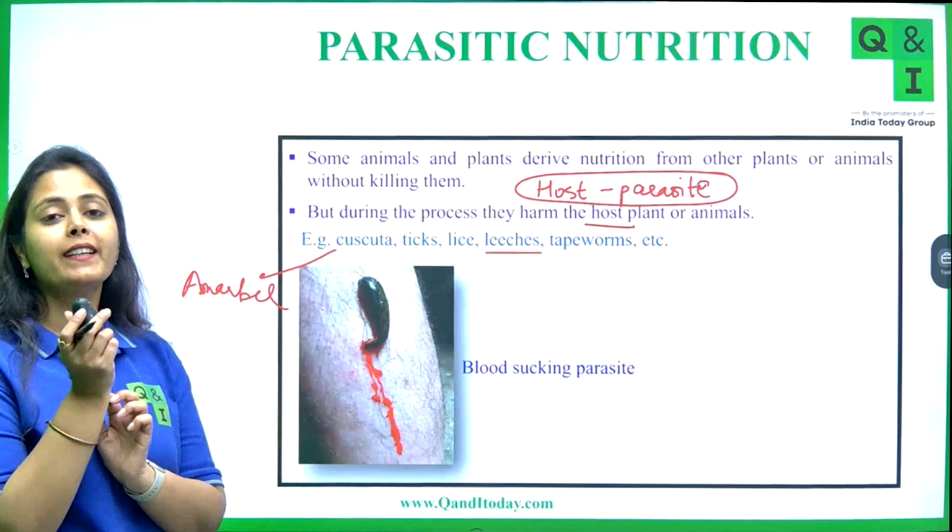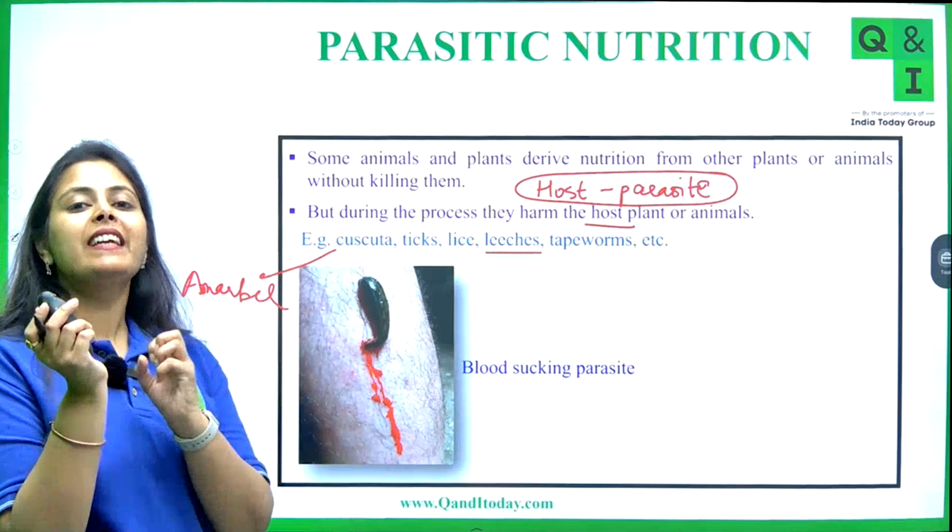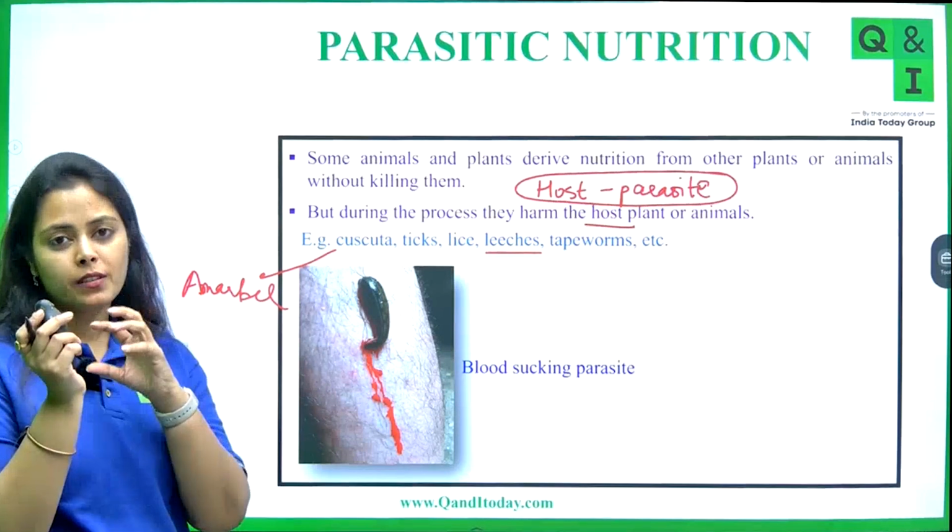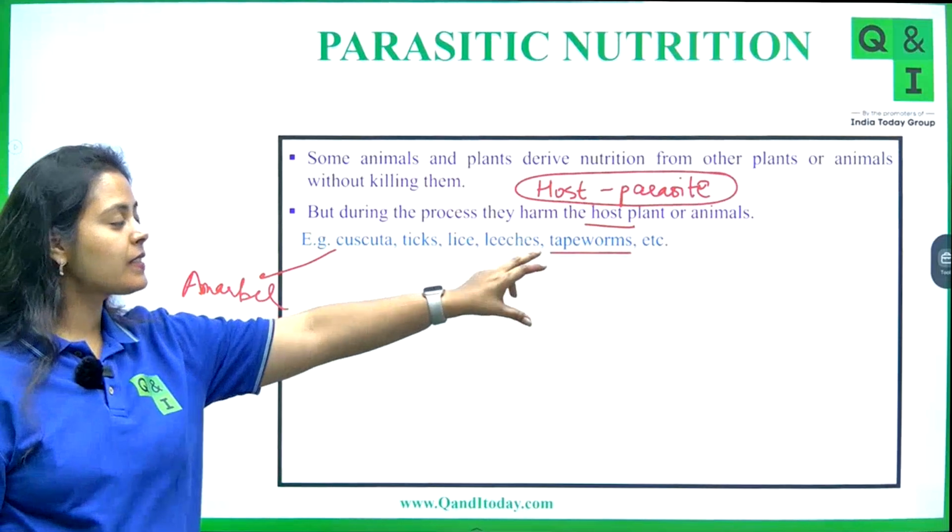So leeches, they often get attached to the skin of humans and they simply suck blood out of your skin. Okay. Then the last example is tapeworms.